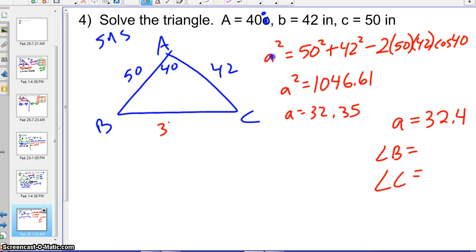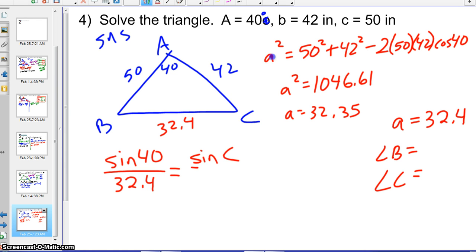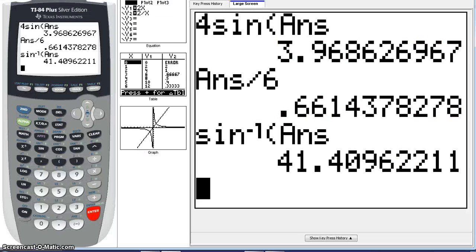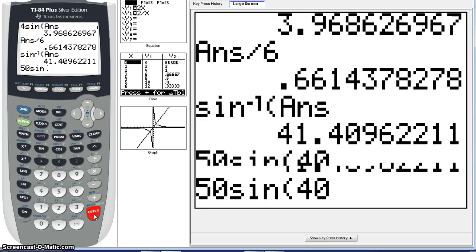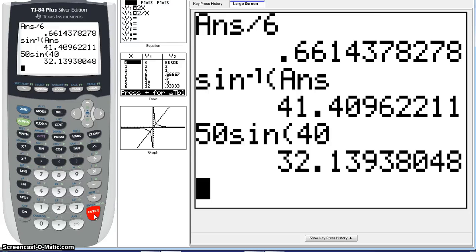We now have enough information to use the law of sines. So sine of 40 degrees over 32.4 equals the sine of angle C over 50. Remember, when you take 50 times the sine of 40, we need to make sure that we divide by that entire answer of 32.4 when you take the square root of that number, so that you're not rounding. So go ahead and finish that problem for tomorrow.